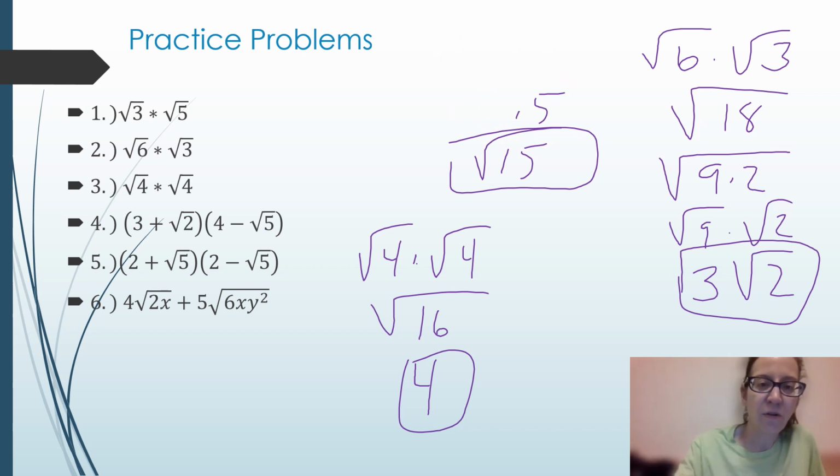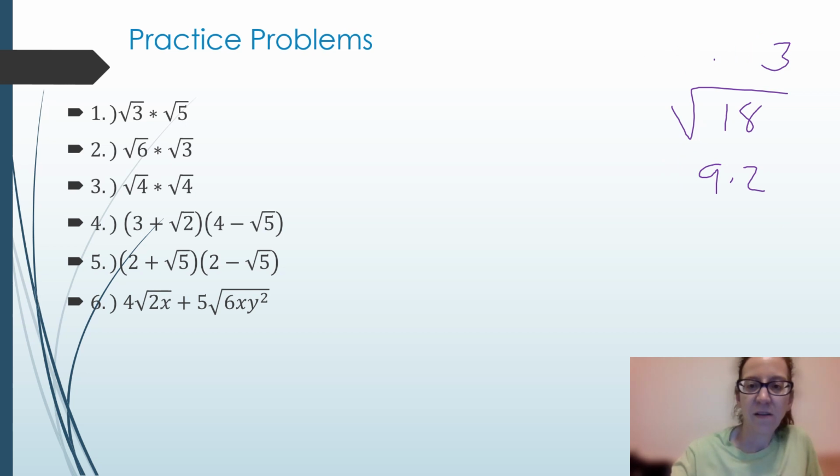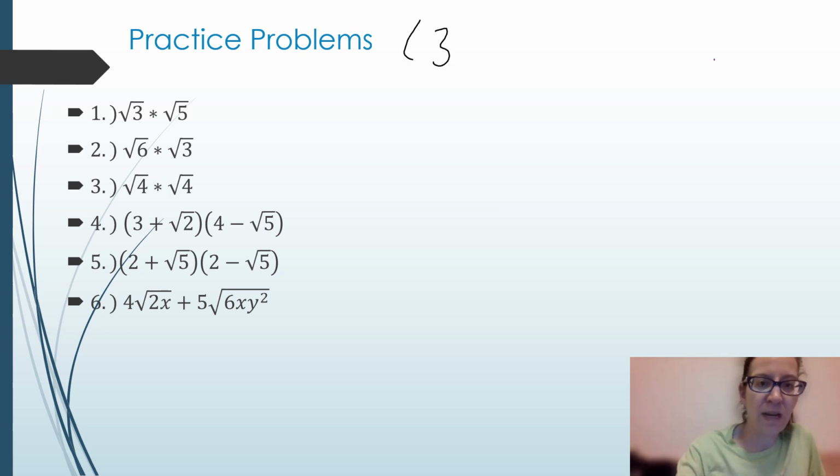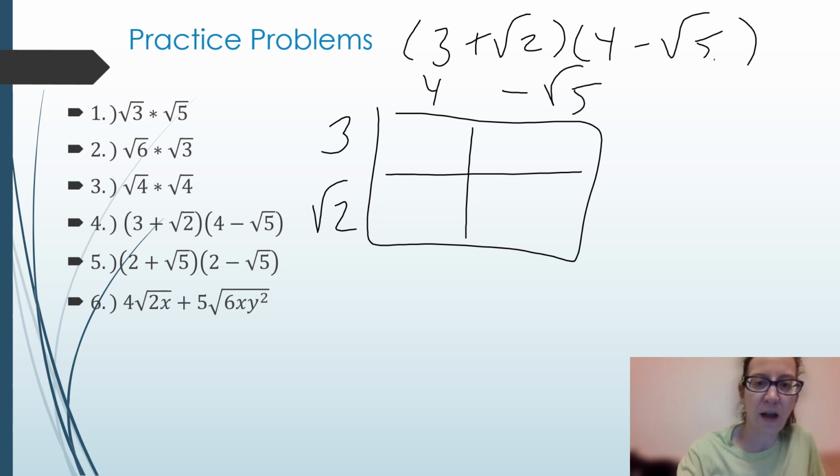And I'm going to erase this and make some room for those pesky binomials. Okay. So we have 3 plus root 2 times 4 minus root 5. So setting up our area model, we have 3, root 2, and then 4, minus root 5. And so each of these, of course, becomes its own separate problem.